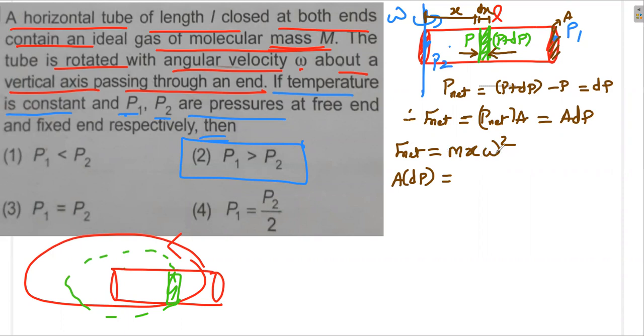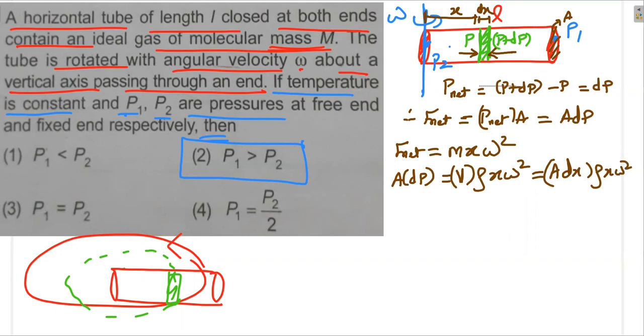How do you find the mass? Mass is volume into density. Okay, so this is volume. Don't say it's the full volume, it's only the volume of this layer. I'll come to it. Volume into density x omega square. How do you write the volume? Volume is area into length, thickness, dx. So the volume is area, and the thickness is only dx. I'm only writing the mass of this green portion of gas. Understand that. So A dx rho x omega square.